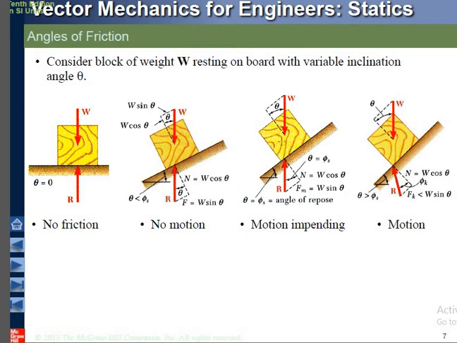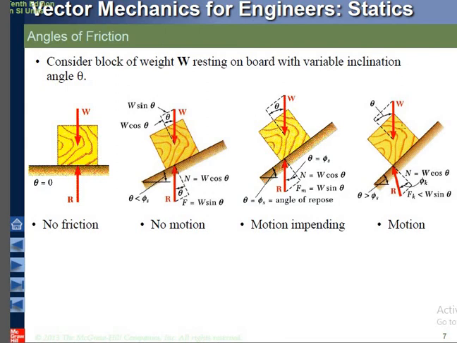Similarly, here you see this angle phi s, at the motion impending, that is, the position at which the body just begins to slide. That angle is called the angle of repose. If you resolve the components, we get the normal component N equal to W cos theta and Fm equal to W sin theta. At this position, theta becomes equal to phi s. That means this angle becomes equal to the angle of static friction.